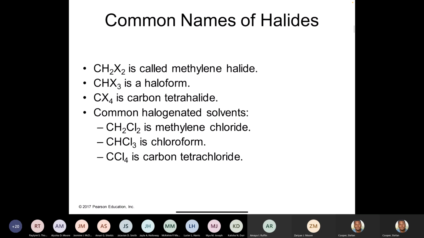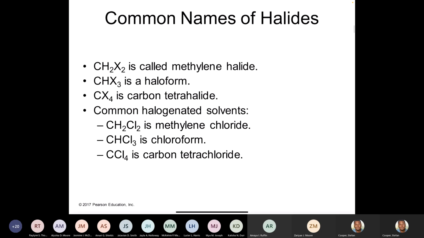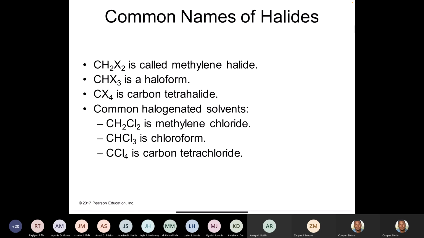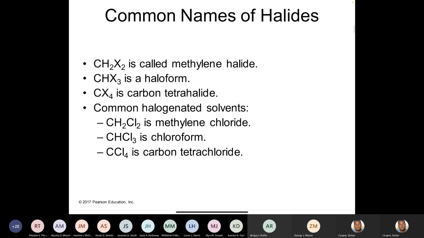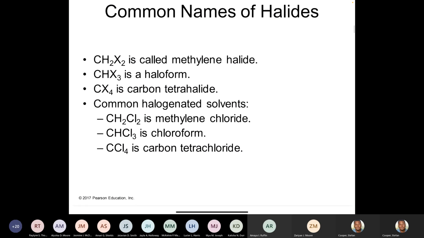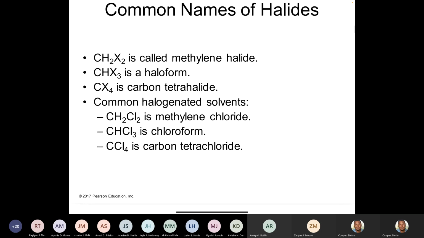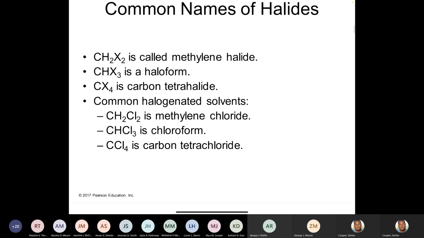So keep a note here to be familiar with these. There might be a question on your upcoming test where I ask you to pick which compound is chloroform, which compound is methylene chloride, which compound is carbon tetrachloride. Or I can use any other halide example. I can ask for iodoform, I can ask for methylene bromide, and I can ask for carbon tetrafluoride. Make sure you are ready for that.